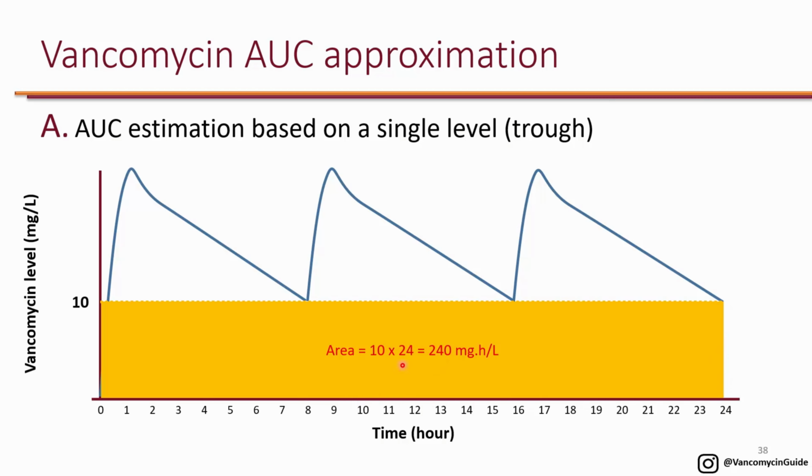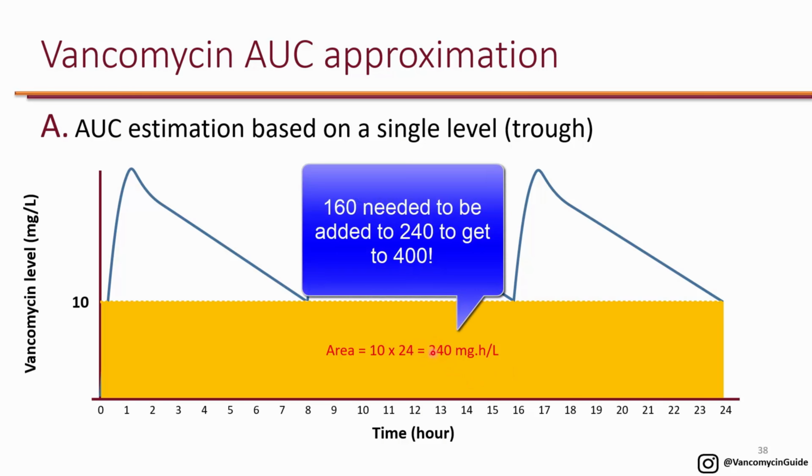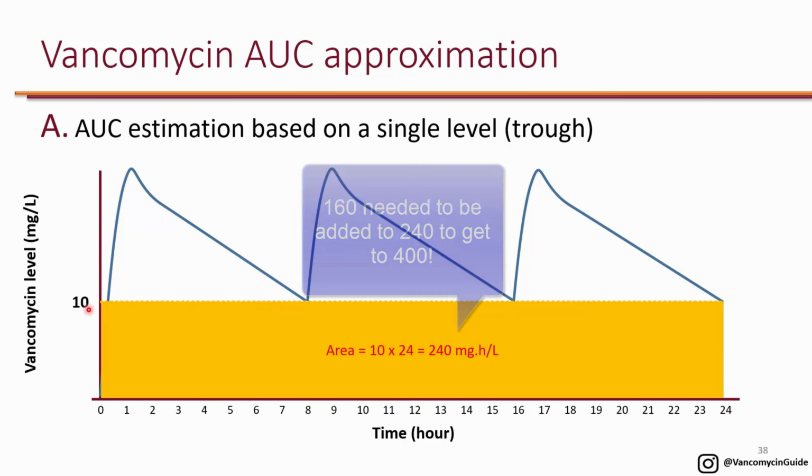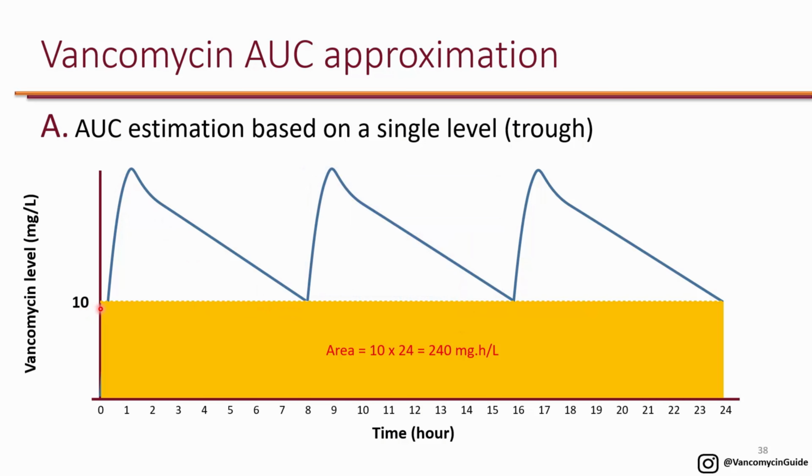And remember that we want the AUC to MIC ratio to be at least 400. So if the MIC happens to be 1, we need an AUC of 400. Now this highlighted area is at least 240. So we're hoping that all of these areas at the top add up to at least 160 to make 400. So that's where the recommendation of a goal trough of 10 to 15 comes from.